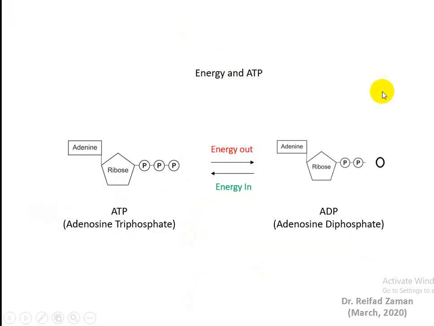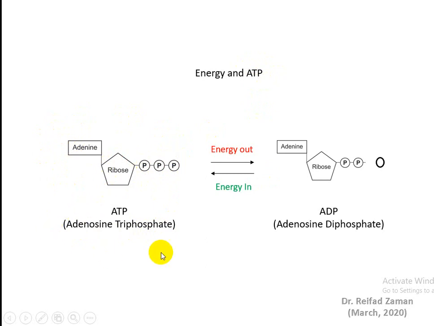We are almost at the end of this lecture. Now before ending, let's talk about ATP. Now ATP is this. Its full form is adenosine triphosphate. It is a molecule that has three phosphate groups attached to it.